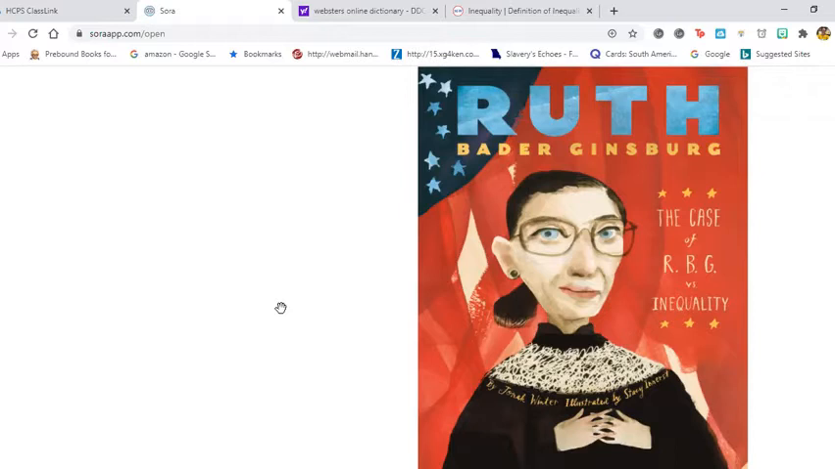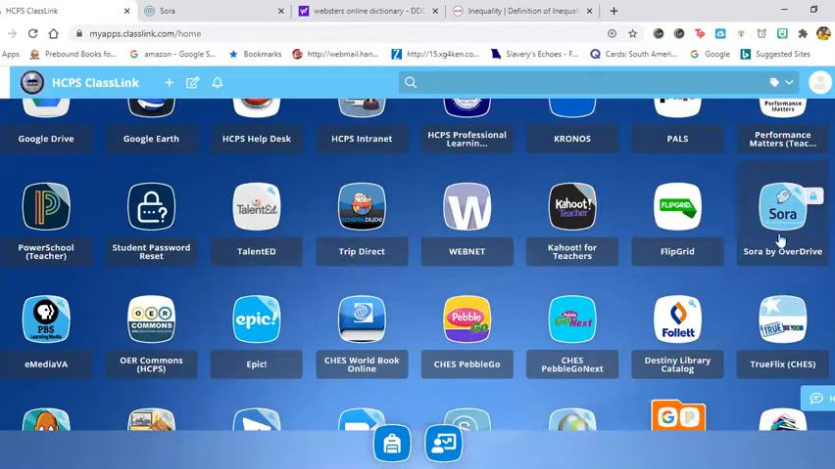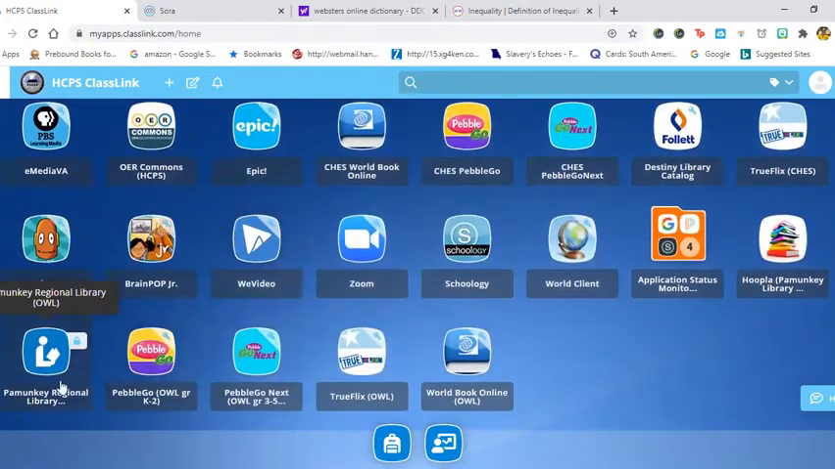Ruth Bader Ginsburg, The Case of RBG versus Inequality by Jonah Winter, illustrated by Stacy Ernest. Now this book, if you see at the top of my screen, is from Sora. And if we go from our class link, here's the Sora button right here, Sora by Overdrive. You can also go to the Pamunkey Regional Library and get your library card there and use their Sora. And they are now connected, so you can check out even more books.